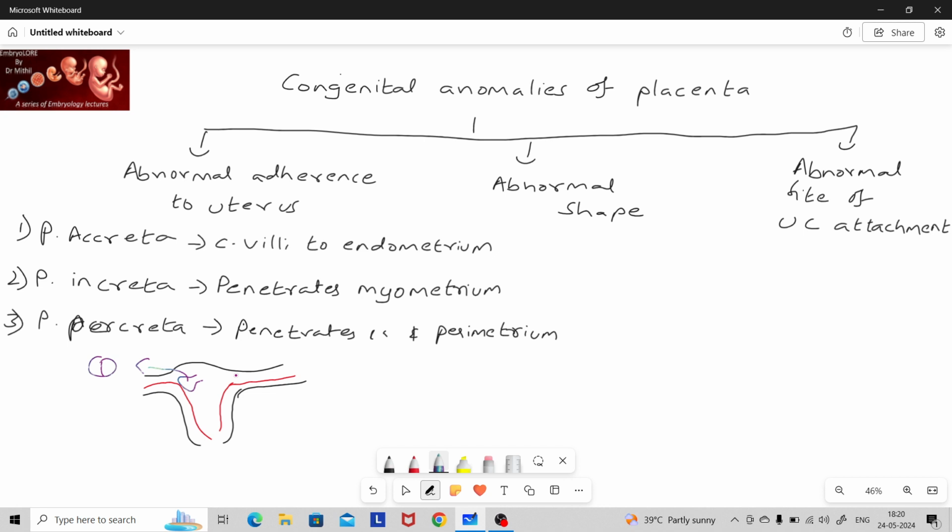Now the second one is the placenta increta. What it does is it goes inside. I will number it as 2, the placenta increta. And lastly, the third one, the placenta percreta: it goes completely inside, the full thickness of the myometrium and even the perimetrium. So this is due to the abnormal adherence. Now the next one is the abnormal shape.